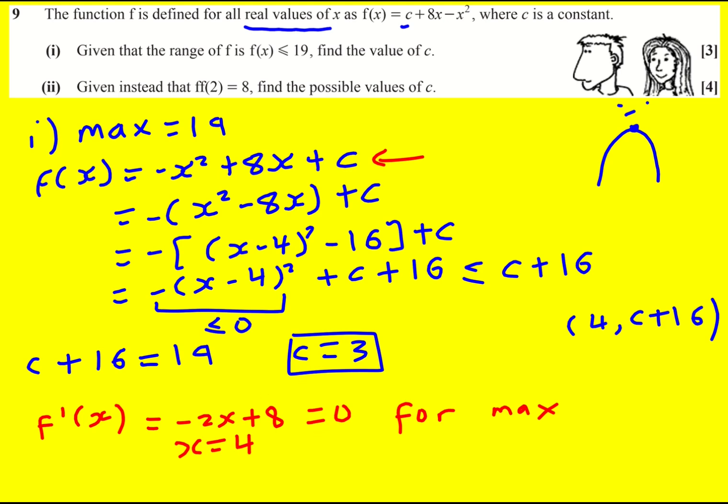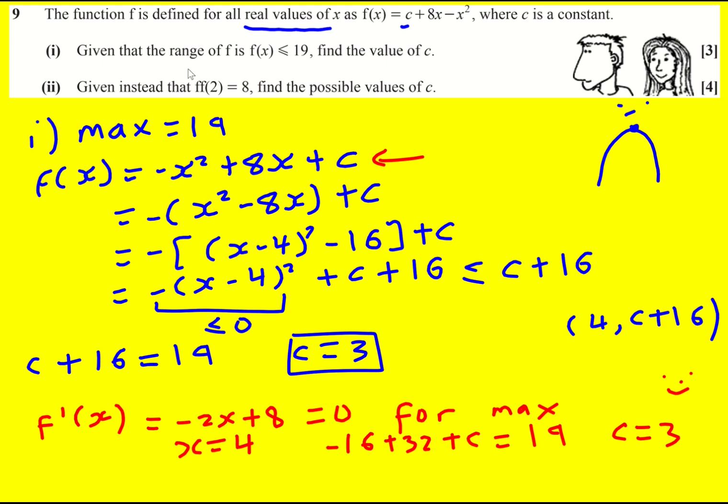And if I put it back in, I know the maximum is 19, so then I would say that minus 16 plus 32 plus c is equal to 19. And from that, I'm also going to get that c is 3. Worth seeing that. You might prefer that method. It's a bit shorter in this particular case. I'd say, become familiar with both.